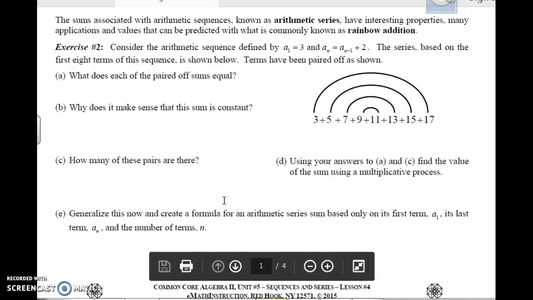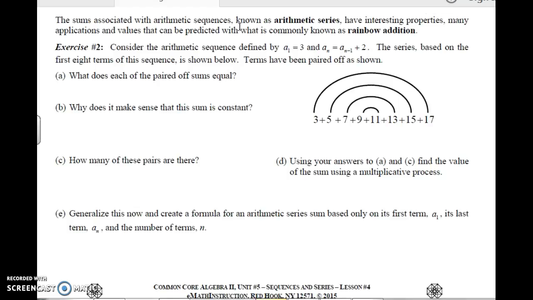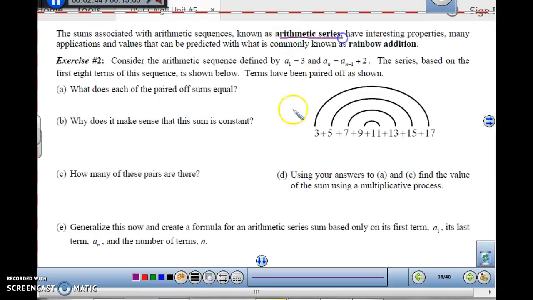All right, now the sums associated with arithmetic sequences are called arithmetic series. So when you add an arithmetic sequence together, you get an arithmetic series. They have some interesting properties that can be predicted with what is commonly known as rainbow addition. So basically, you're making rainbows between your terms here.